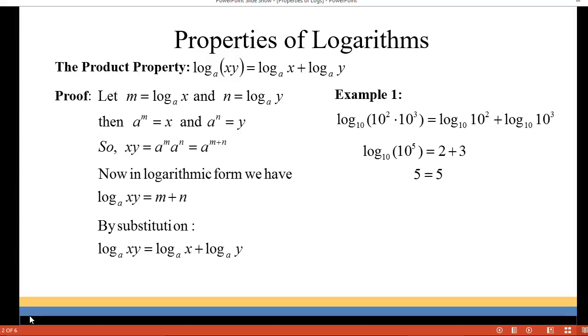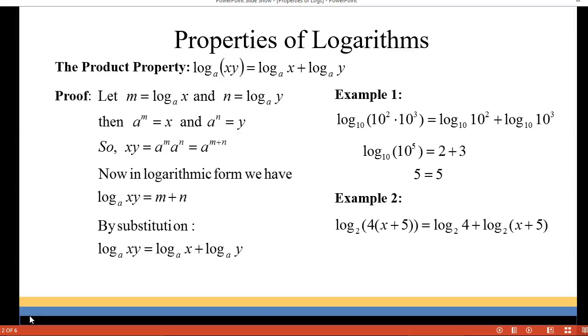And on the other side, we have log base 10 of 10 squared, which is just going to be 2. As long as your exponent and your base are the same, then you're going to just use whatever is in the exponent. So for log base 10 of 10 to the third, you get 3. So both sides are equal to 5. So you can see that this property is working.